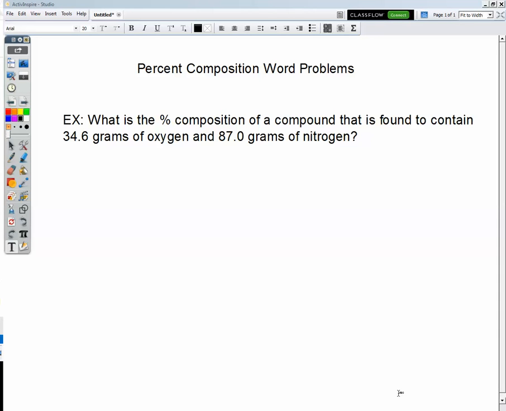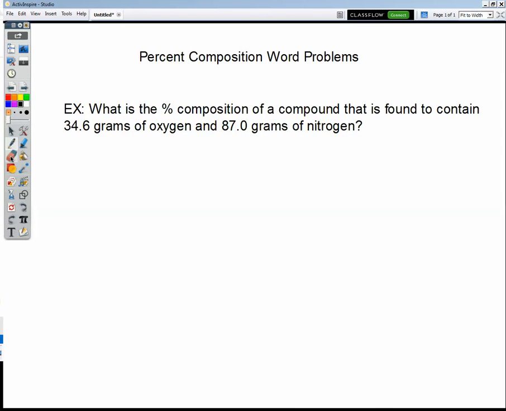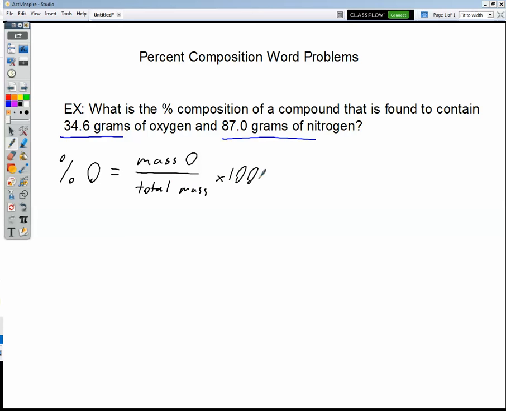What is the percent composition of a compound that is found to contain 34.6 grams of oxygen and 87.0 grams of nitrogen? So the actual equation remains the same. If I want to find the percent of oxygen, it's equal to the mass of oxygen divided by the total mass of the compound times 100. So plugging in numbers from this problem, we have 34.6 grams of oxygen divided by the total mass of the compound, which is 34.6 plus 87.0. And then we're going to multiply that times 100.